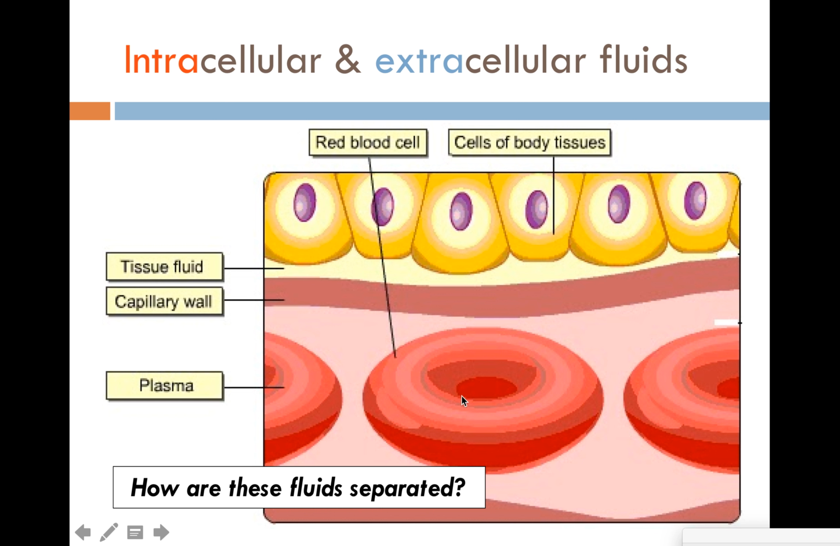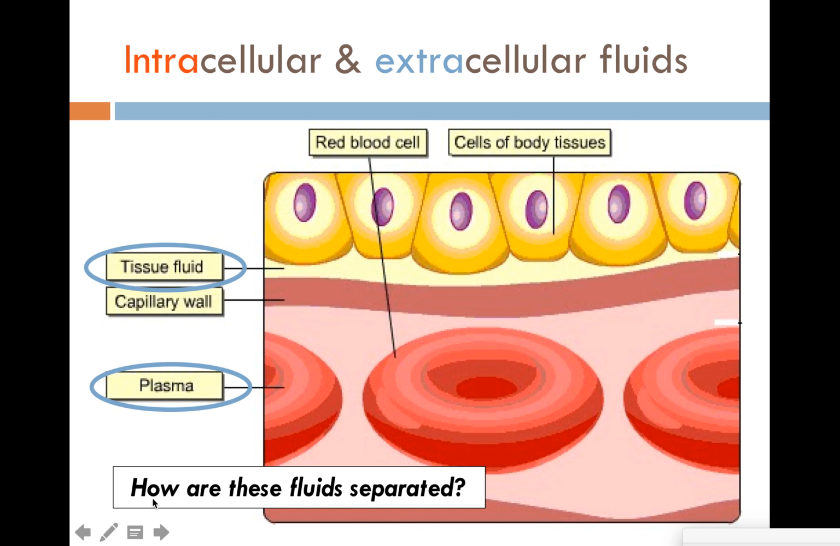intracellular fluid, so inside the cells of body tissues and inside red blood cells. So it's the intracellular fluid. And we also have extracellular fluid. It's still in my body, right? But the blood plasma here, for example, and the tissue fluid is outside the cell, inside my body, but outside the cell. That's why we say it's extracellular.